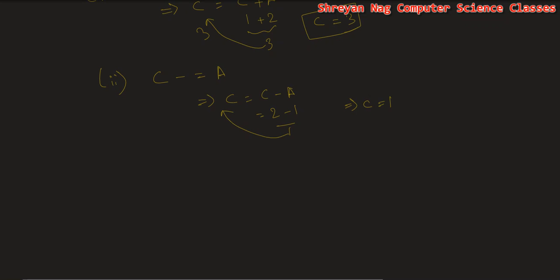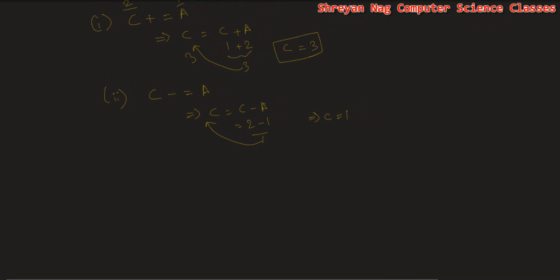Similarly, if you say c multiplied by a, so c equals c multiplied by a. We know that c holds a value of 2 in this example. So 2 multiplied by 1 is 2. So 2 is getting stored inside of c, so c is equal to 2.